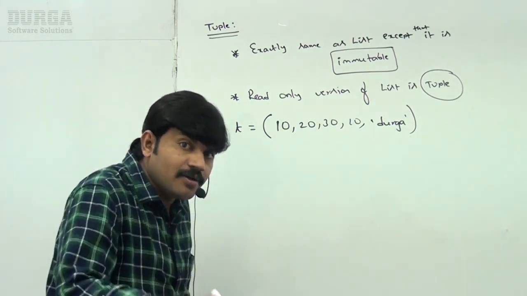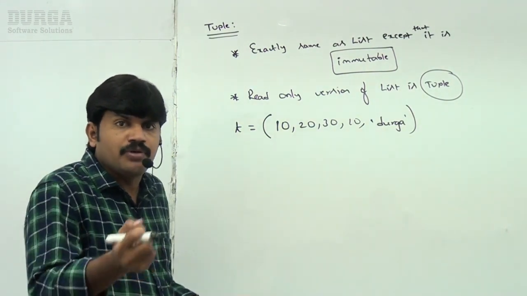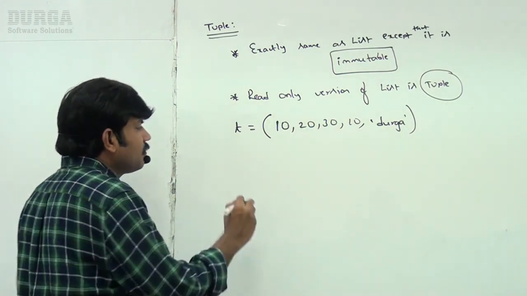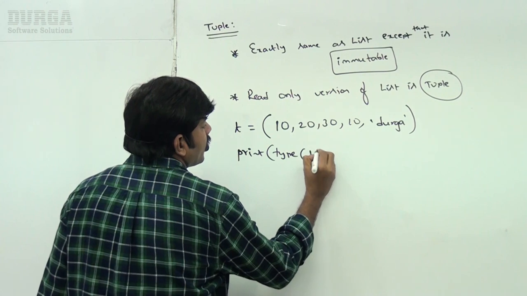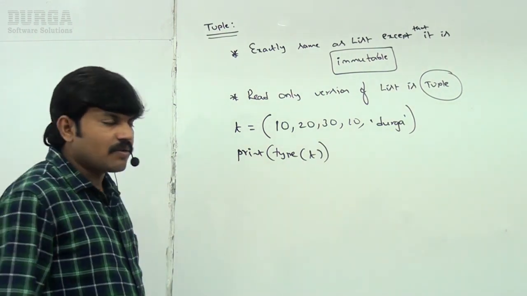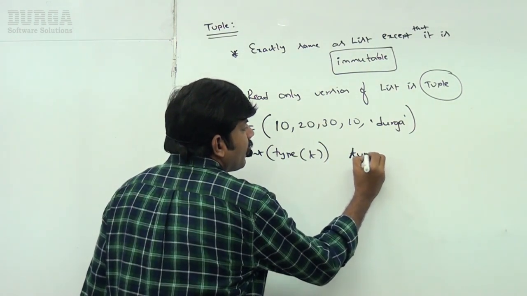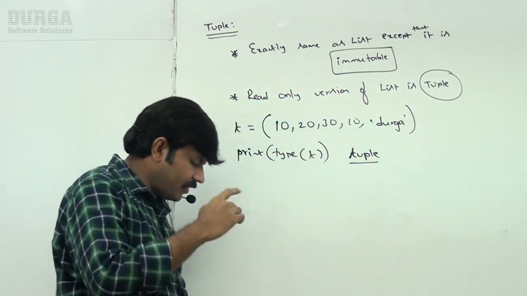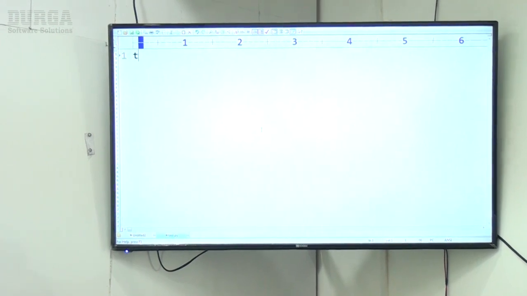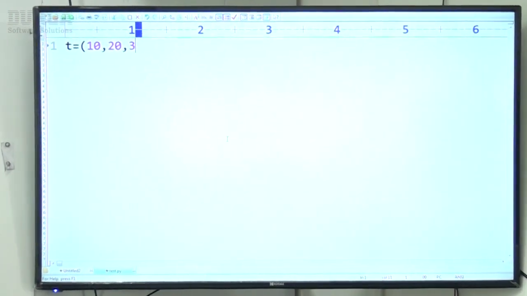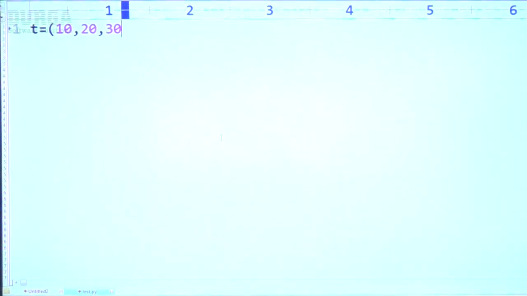How can you conclude it is a tuple? Where is the proof? Very simple. Let me take print of type of t. What answer are we going to get? Tuple itself is the answer. Have a look once. Here I am taking t is equal to 10, 20, 30, 10, Durga, like this. Can you tell which symbol we are using? The parenthesis symbol.